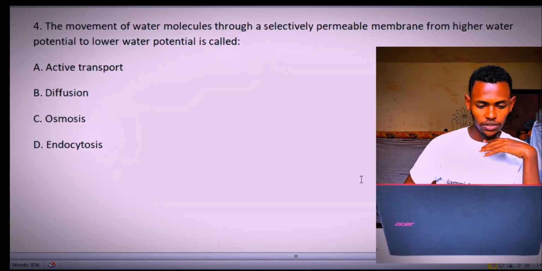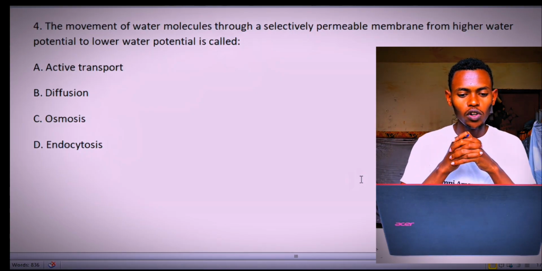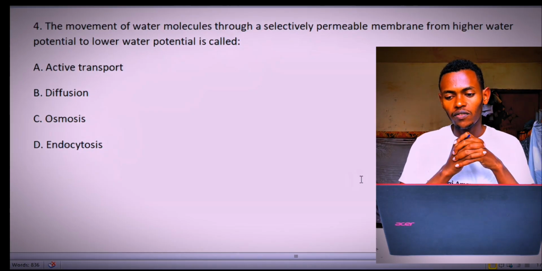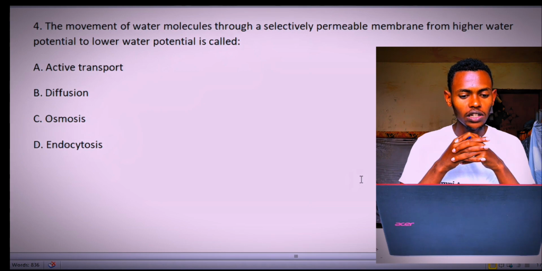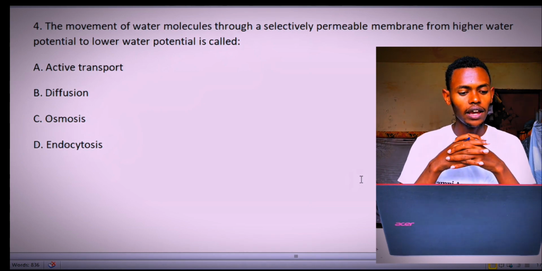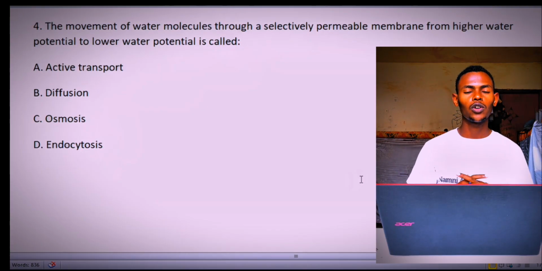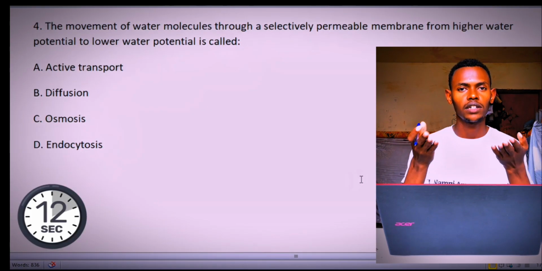The fourth question. The movement of water molecules through a selectively permeable membrane from higher water potential to lower water potential is called A. Active transport. B. Diffusion. C. Osmosis. D. Endocytosis. It is a simple question. Now it is your turn.